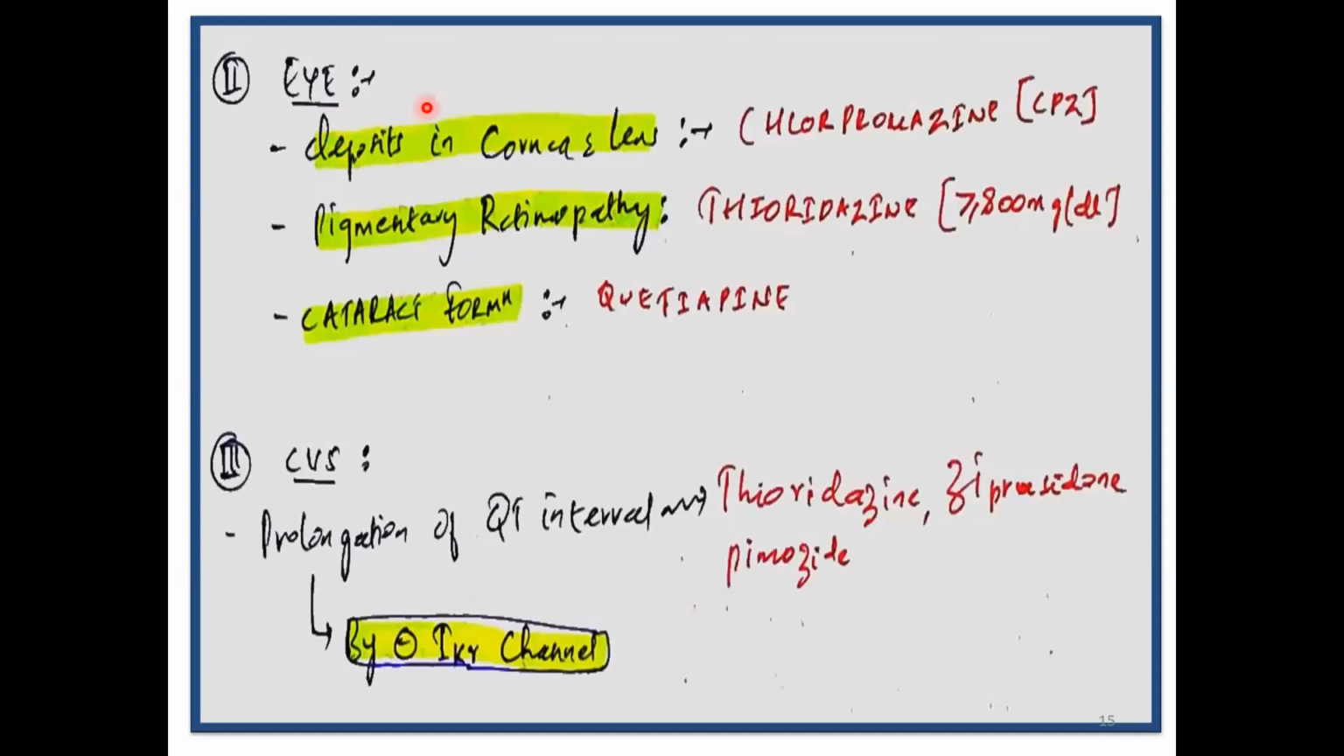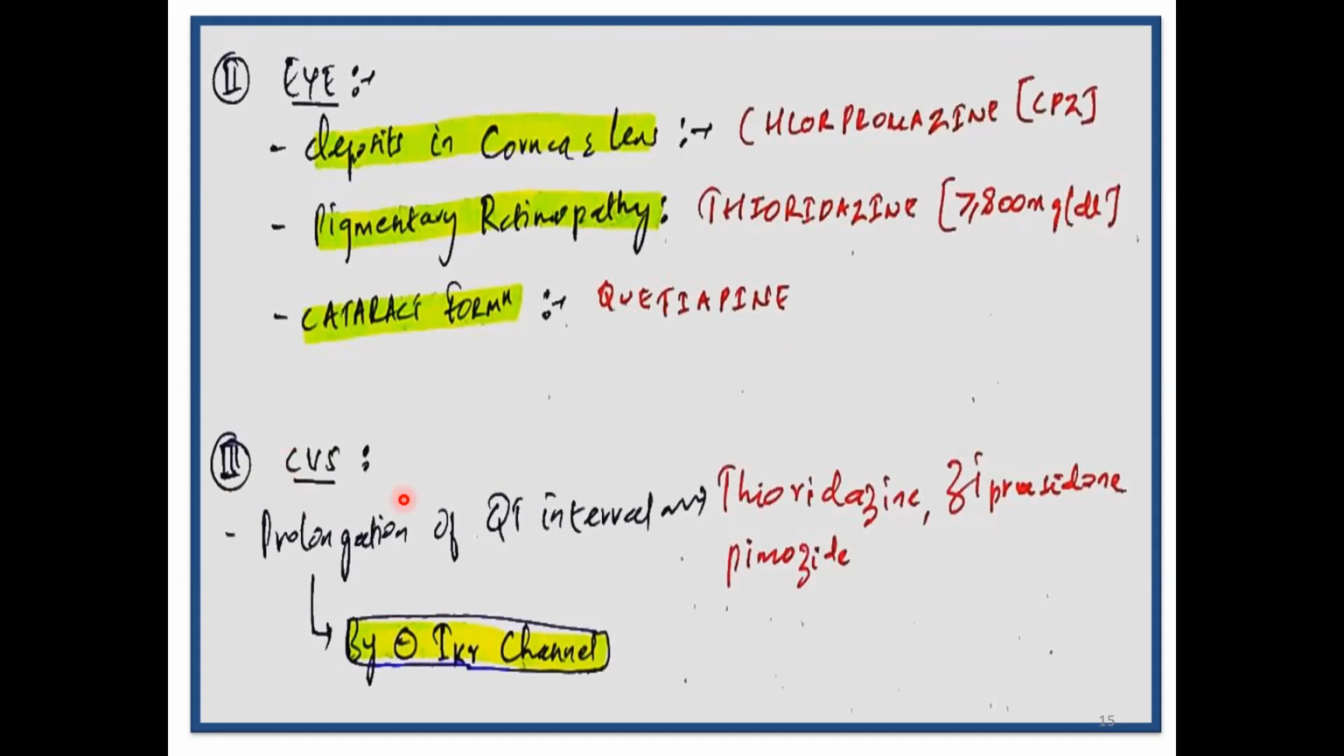Coming to a few other adverse effects associated with other systems, let us see the eye. It has been seen that there are deposits in the cornea and lens, which is usually seen with the drug chlorpromazine, which is a prototypic first generation antipsychotic drug. Pigmentary retinopathy with thioridazine, once again can be an MCQ question, because not at all therapeutic doses, only at doses of more than or equal to 800 milligram per day does thioridazine have a higher tendency of causing pigmentary retinopathy. Cataract formation is usually associated with quetiapine.